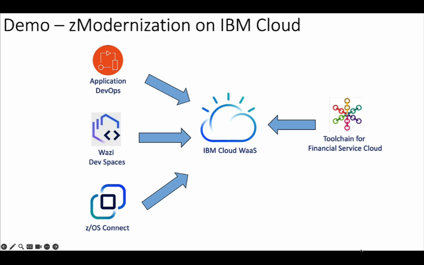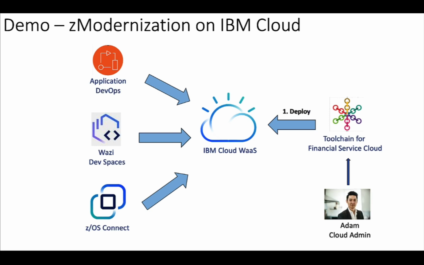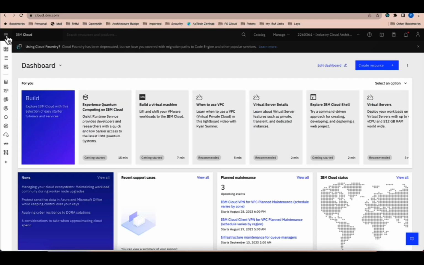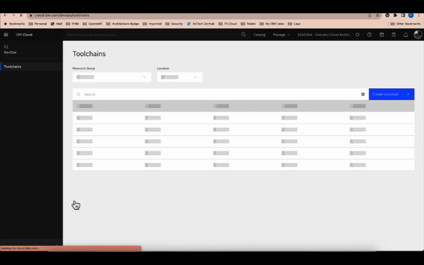In this video, I'll be showing a demo on modernizing the Z mainframe applications using secure DevOps on IBM Cloud environment. I'll be using IBM Cloud services and Z developer tools. First, we will see how Adam, who is a cloud admin, can deploy an isolated secure and compliant environment through automation. Adam opens IBM Cloud Console and selects the toolchain service from navigation menu.